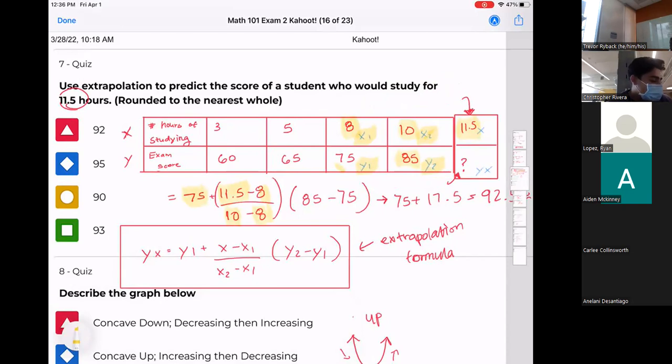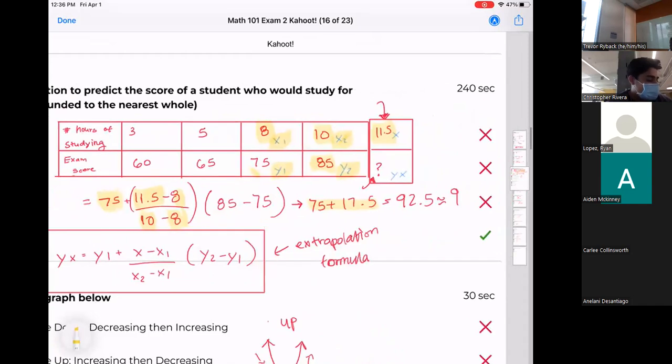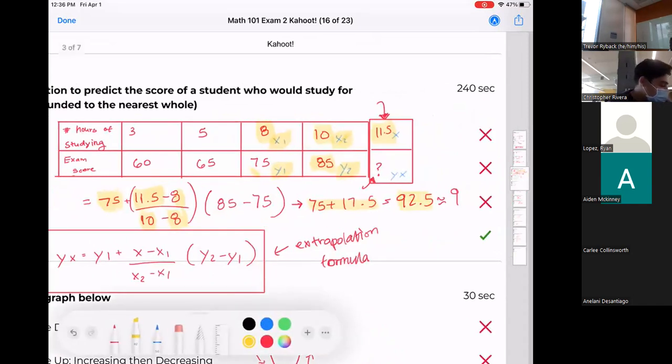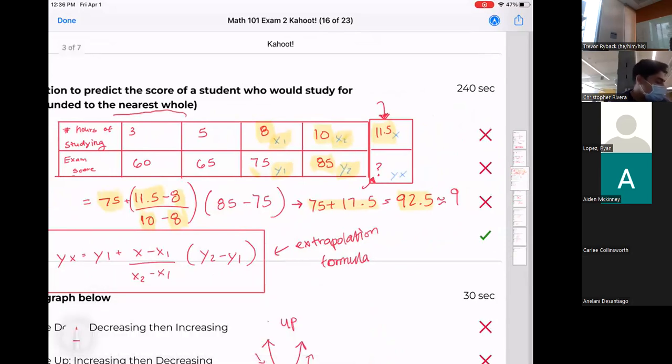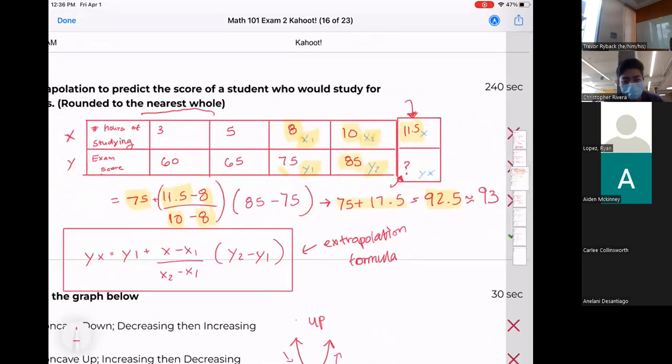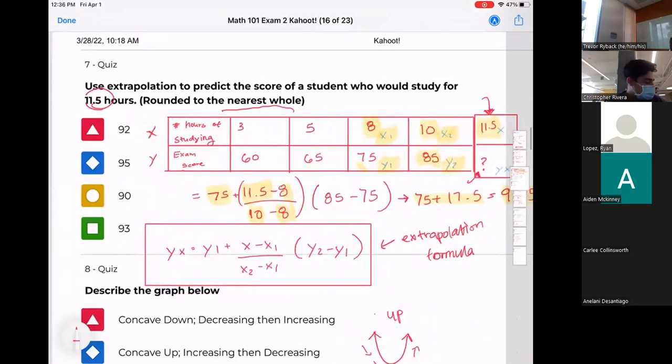Once I plug in these values, it's going to give us this right here, 75 plus 17.5, because this times this gives us 17.5, and then 75 is just given. So we add these values and get about 92.5. If you notice in the actual problem, it asks us to round to the nearest whole, so 92.5 is about 93. And that's how we get this answer right here.